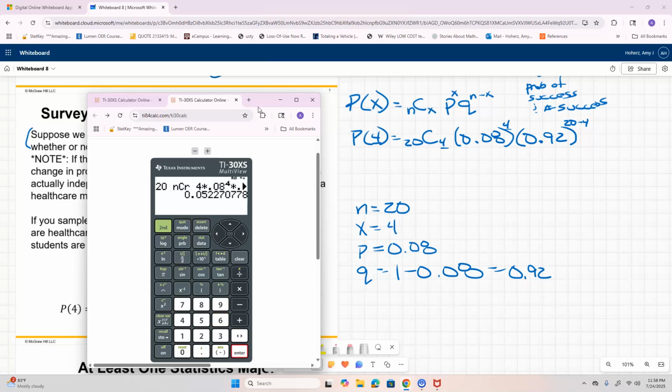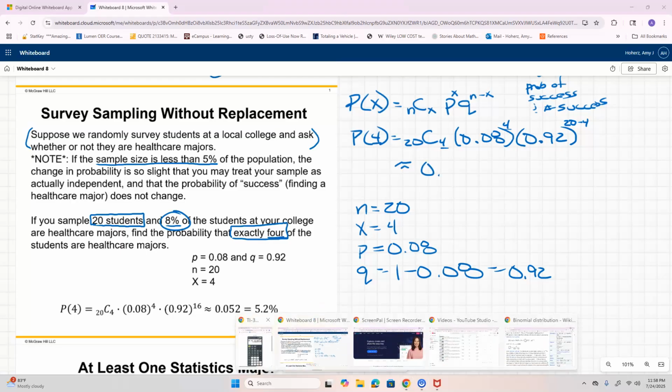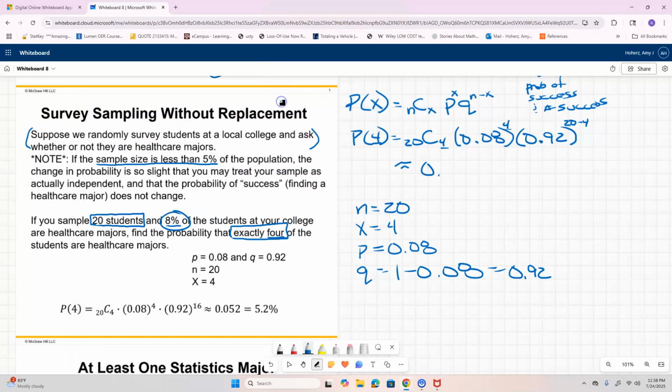We hit enter and we get approximately 0.05227, so 0.052. Which would be 5.2%. So you only have a little bit more than a 5% chance that you're going to get exactly 4 of the students out of the 20 that would be healthcare majors.